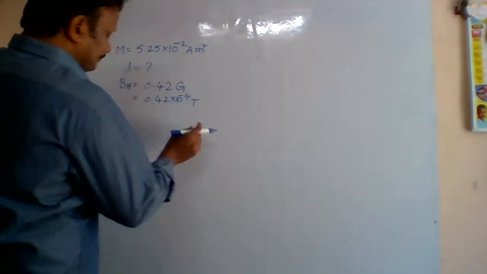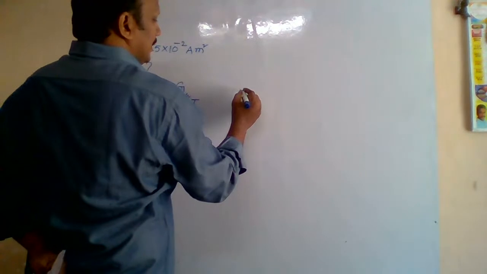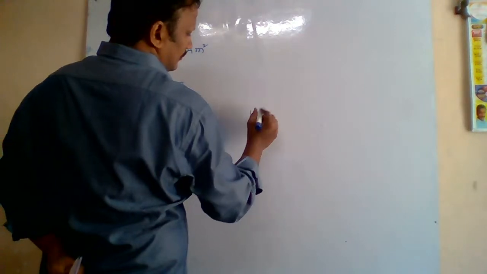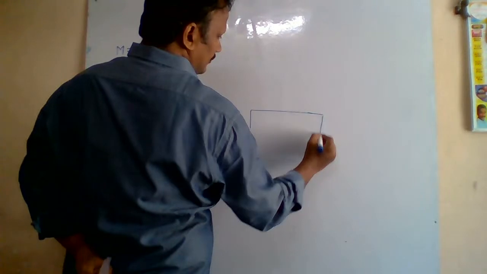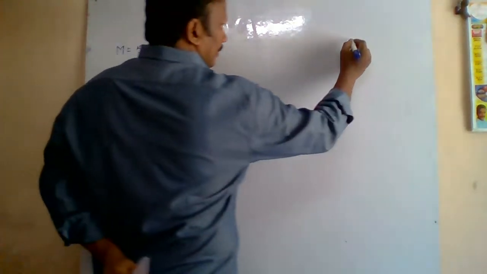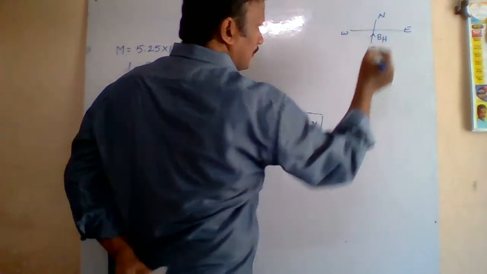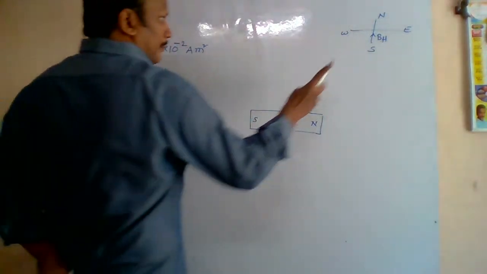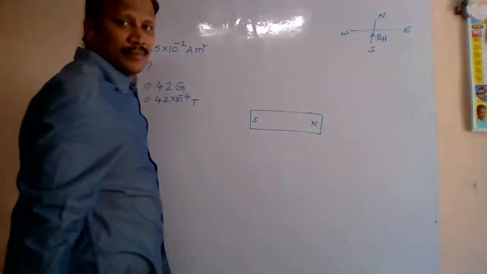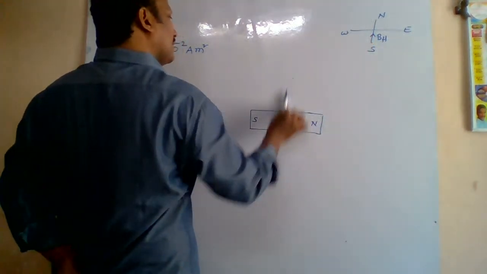Right? So here the south pole is there, here the north pole is there. What are the directions of east, west, north, south? So this is the direction of BH, right? So basically, what is the Earth's magnetic field direction? South to north. Now the magnet is placed perpendicular to that BH, the Earth's magnetic field. That means the magnet is placed along the east-west direction. In that situation, what happened? The magnetic field due to Earth is acting in this direction.